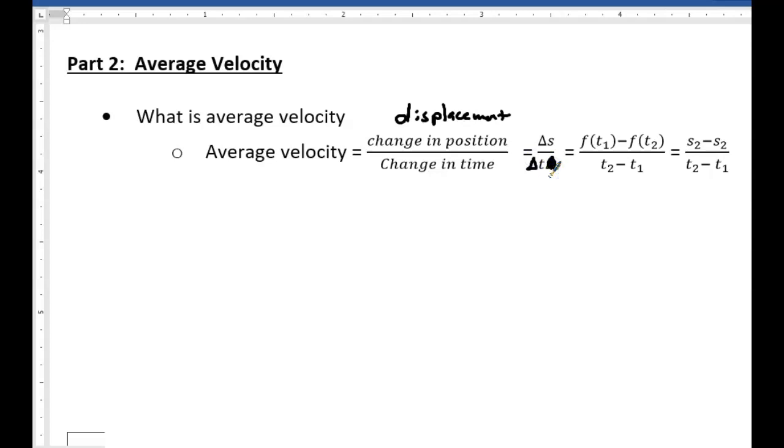Now, how do you find your change in position? You just do F of T2 minus F of T1. And I've got my numbers backwards there too. It's nice to have typos. And that's just our slope formula, right? That's all it is. So average velocity is average rate of change. You're just doing average rate of change with a position function. And that's what velocity is. So velocity is the average rate of change of position. It's the slope of your position.